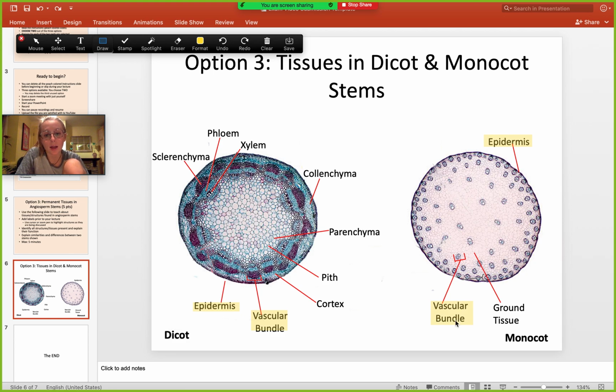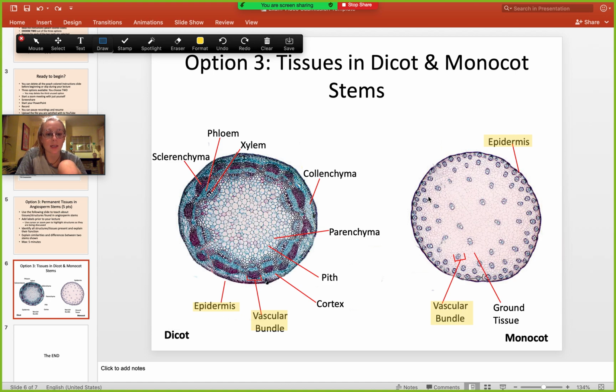Now, the key distinguisher is the pattern which the vascular bundles are in. So, in the dicots, the vascular bundles are arranged in a ring shape around the edges, while in the monocots, the vascular bundles are scattered throughout.